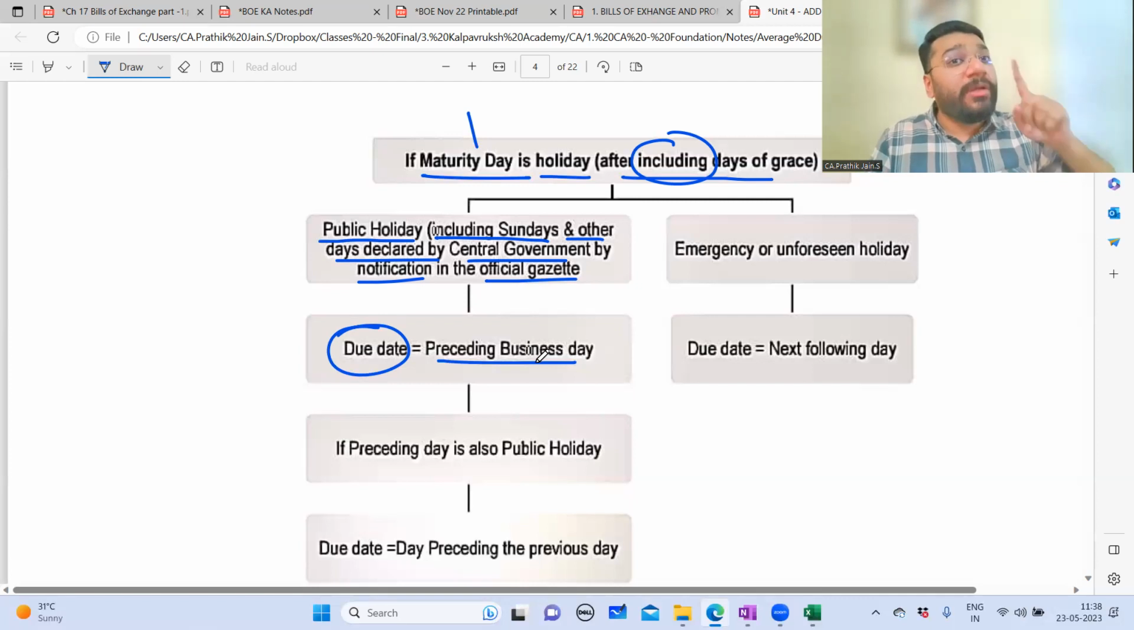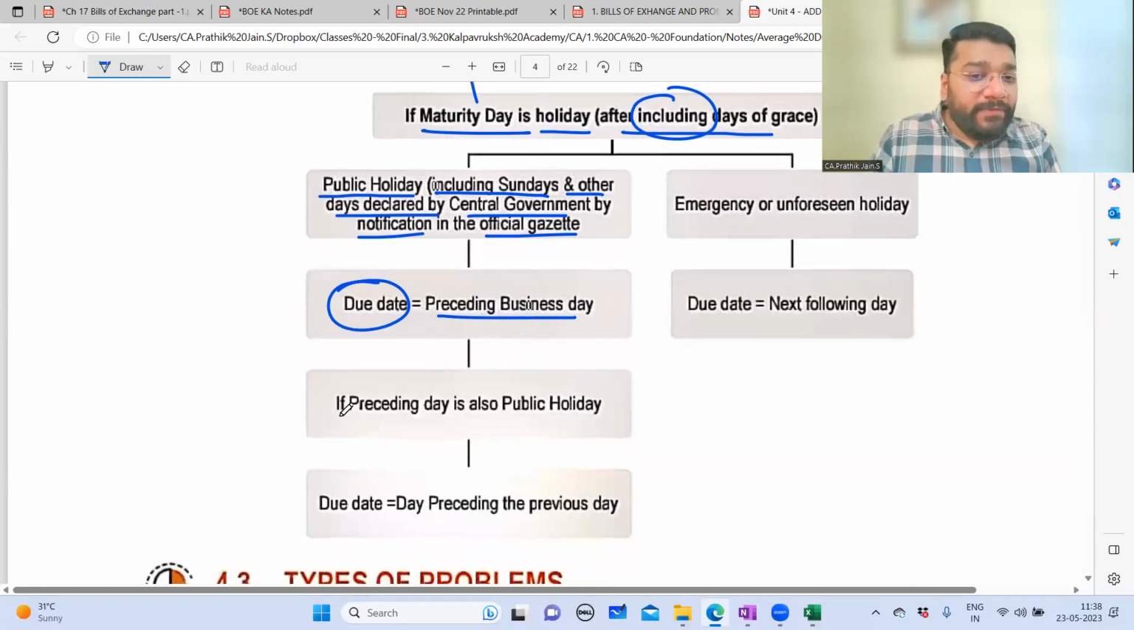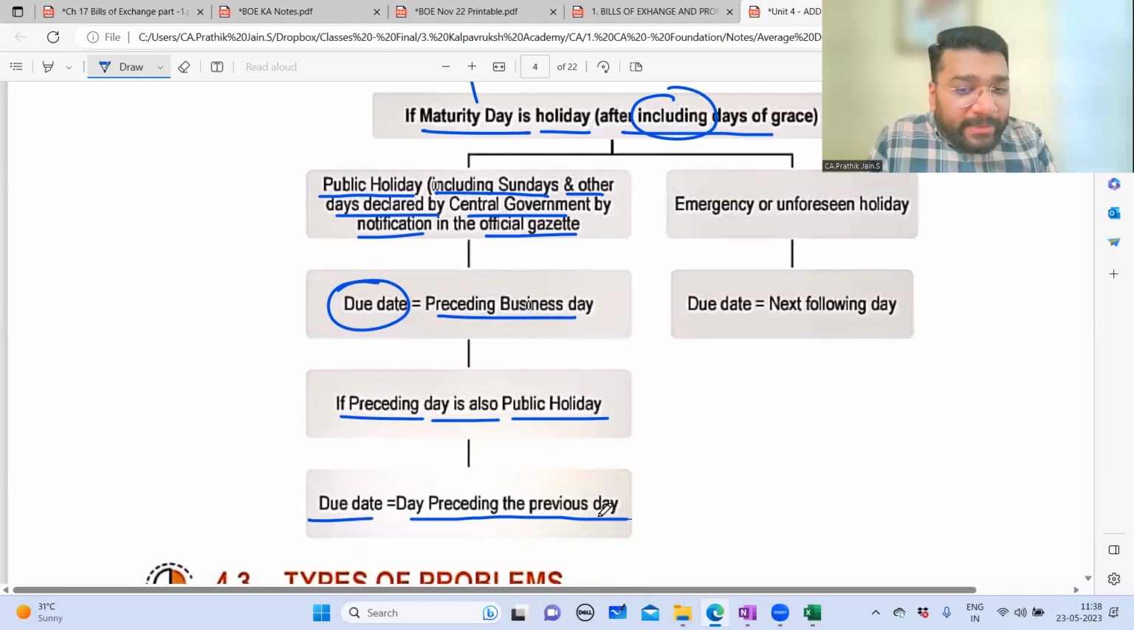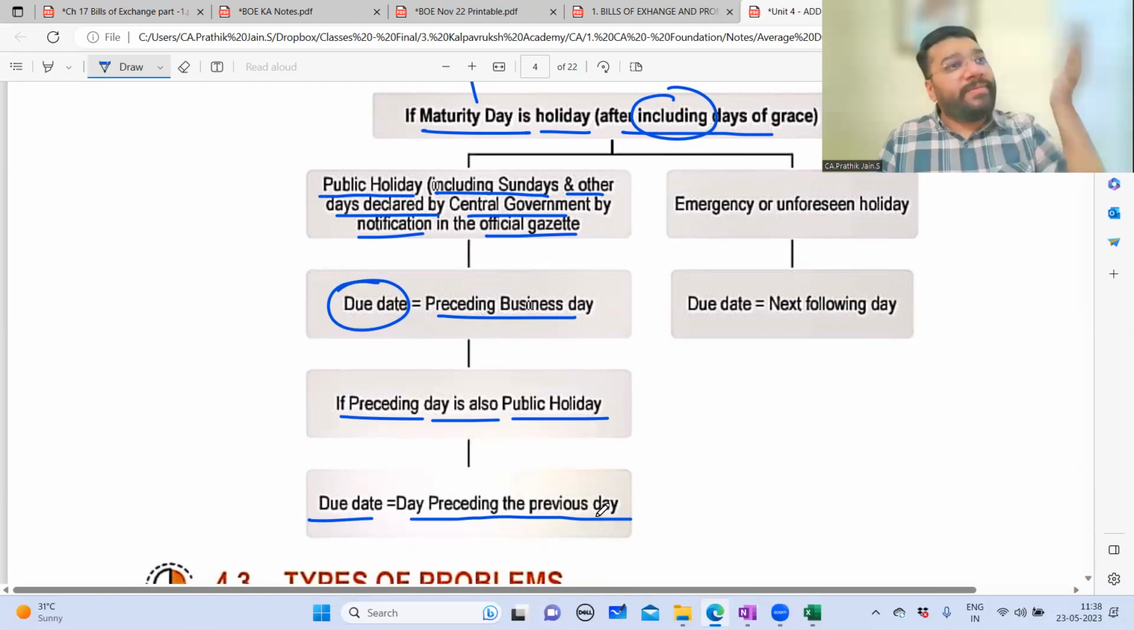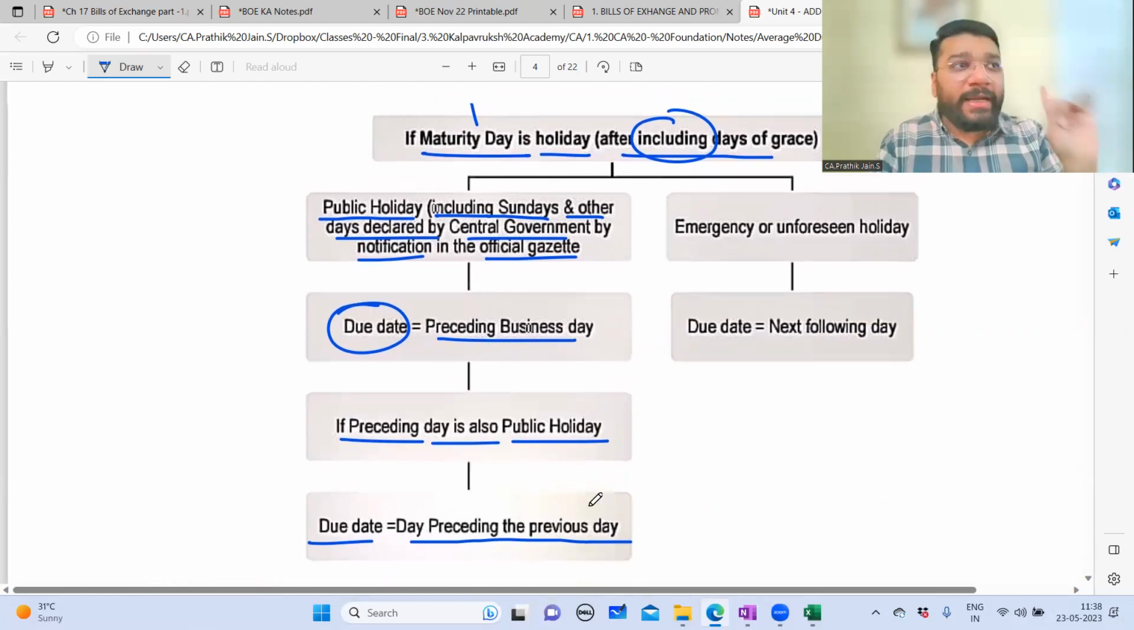Preceding business day means what? Preceding working day. If the preceding working day is also a holiday, then the preceding working day again. If Saturday is also a public holiday for any reason, then Friday will be your due date. If the preceding day is also a public holiday, the due date will be the day preceding the previous day. Then previous to previous day. Okay. This is one type of holiday.